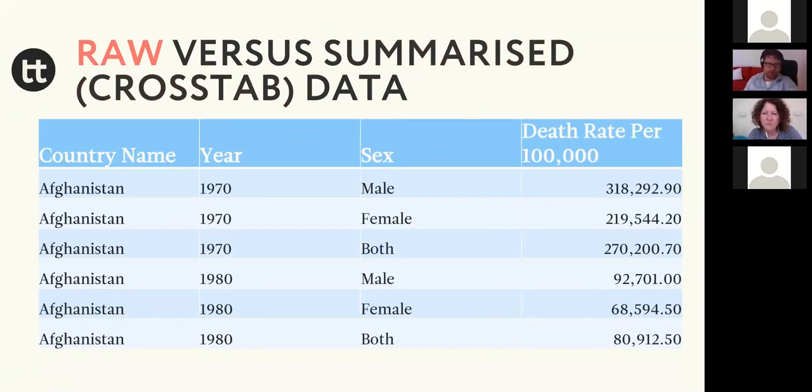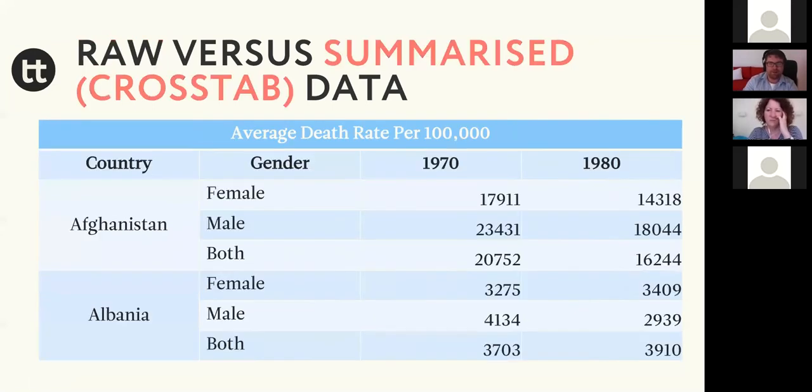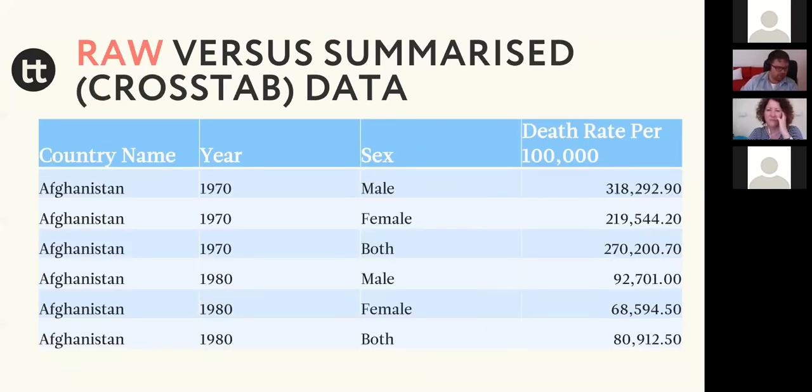So Afghanistan 1970, I keep on pointing to it as if you can see what I'm pointing to. Let me use the mouse. Afghanistan 1970 male is one unique set of information, a unique data point. Afghanistan 1970 female, a unique data point. So each has its own row. This is a pretty important concept. I hope that I've explained this okay. Are there questions on the difference between summarized or cross-tab data and this raw data structure?